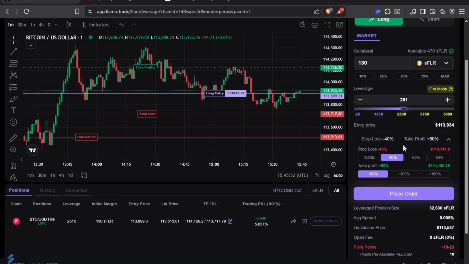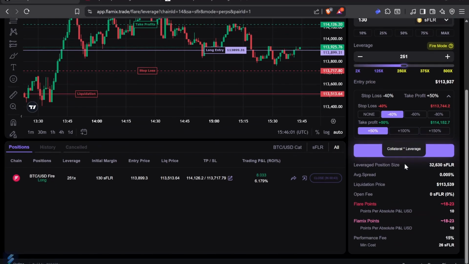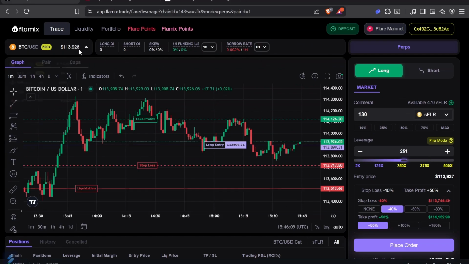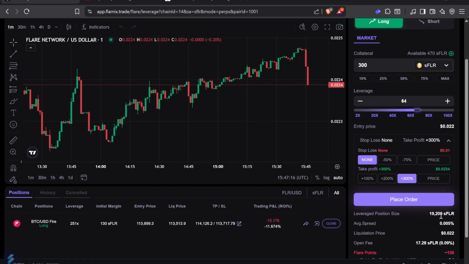In this case, I think it takes a minute before you can actually close your position. That's for avoiding liquidation manipulation. And yeah, the minimum cost, if I make it 50x, is going to be 226 Flare. And then let's open a normal long. In this case, because I'm increasing my leverage, it accounts for the sFlare.